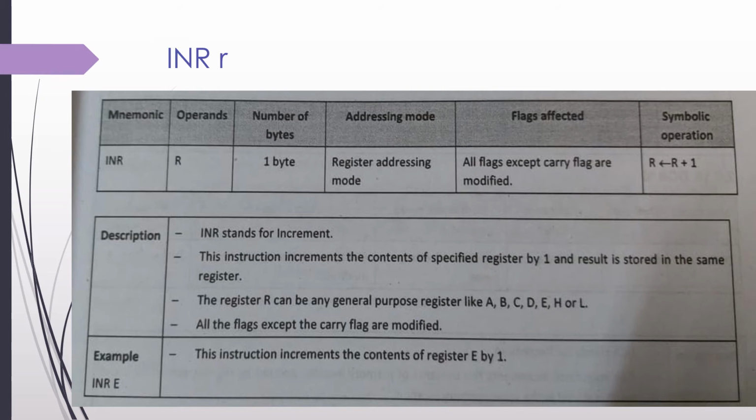Here, all flags except carry flag are affected, and it is coming under register addressing mode, and it is a single byte instruction. To give an example, you can consider any register, consider the content of that register, and what happens after INR, that particular register you need to write. Here, the valid registers R are A, B, C, D, E, H or L. Any register you can use.